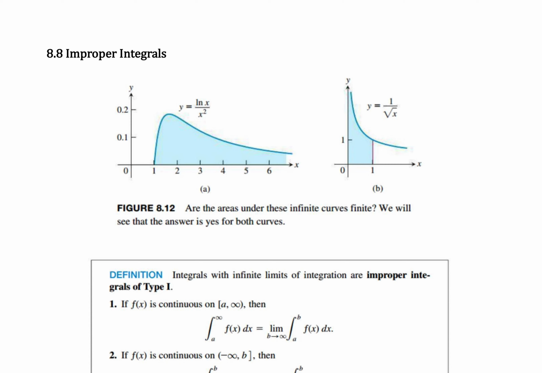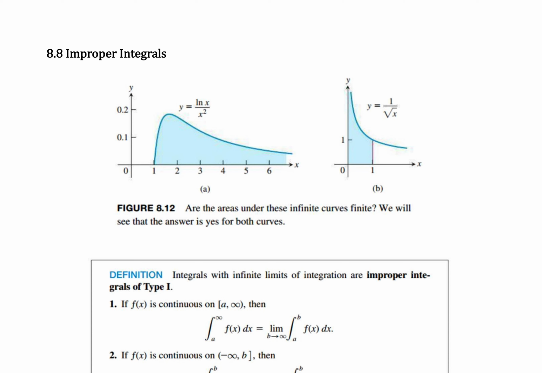We're going to wrap up Chapter 8 by looking at improper integrals. And improper integrals can be of type 1 or type 2. Type 1 would be like picture A here, where either the upper or lower bound is going to go to infinity or negative infinity, or sometimes even both of them. Type 2 is the case of picture B there, where the graph itself, the curve itself, is going to go off to infinity.